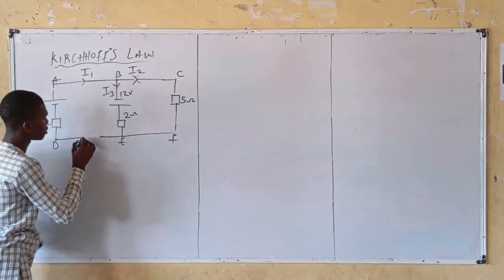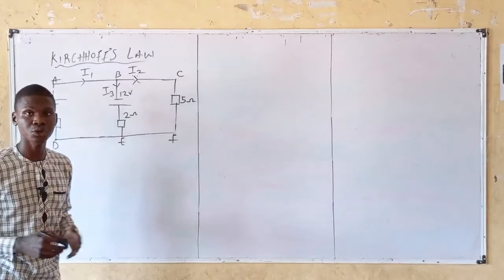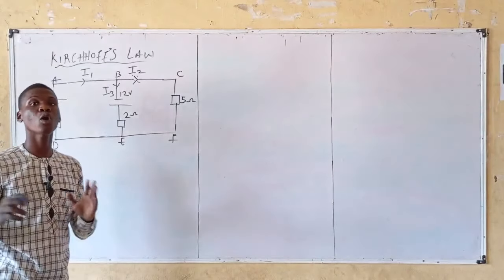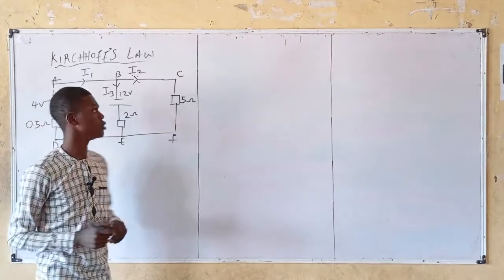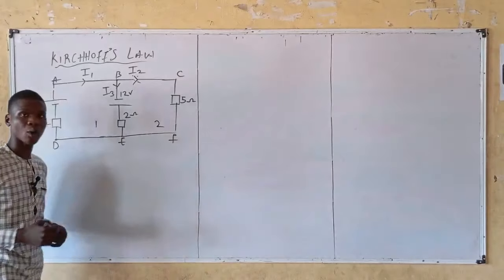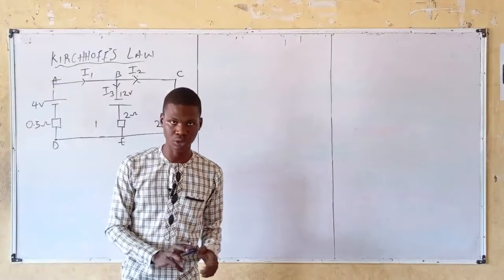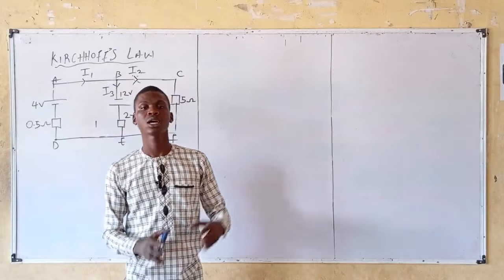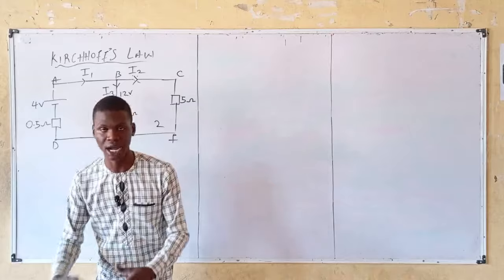As I've explained in my introductory video, we have what we call loop and what we call mesh. If you haven't watched that video, do so. This is loop 1 and this is loop 2. Now, when it comes to Kirchhoff's law, we have what we call assumed direction. And the assumed direction is we have the clockwise direction and we have the anti-clockwise direction.